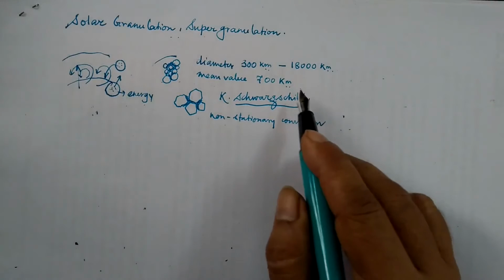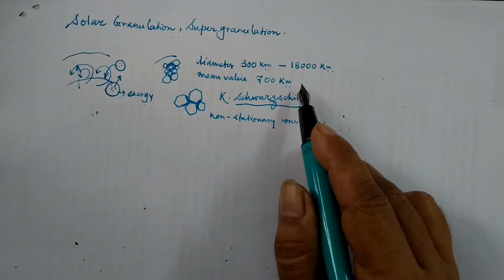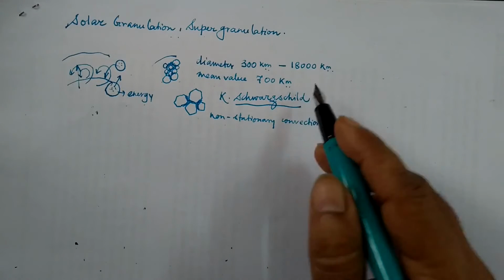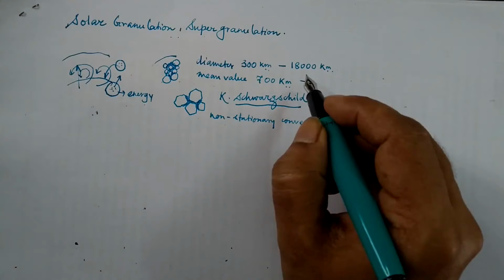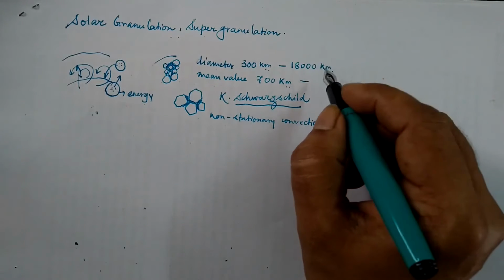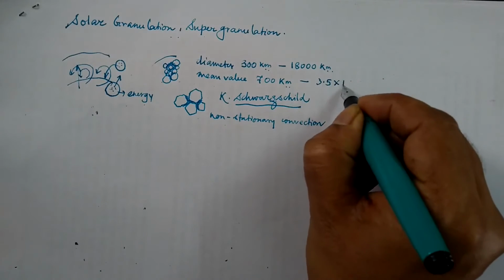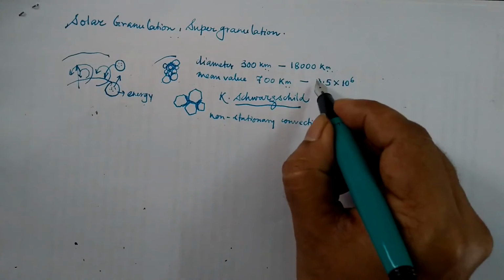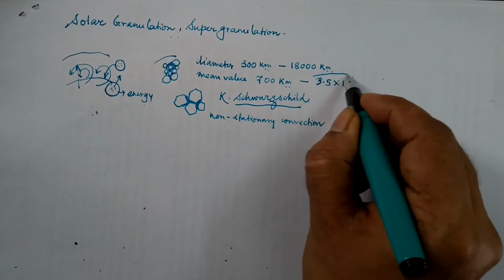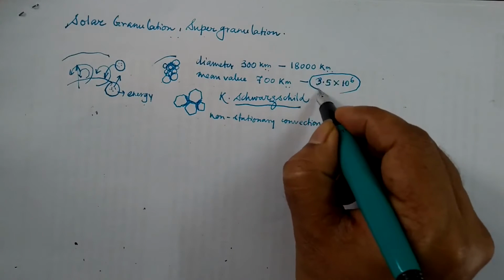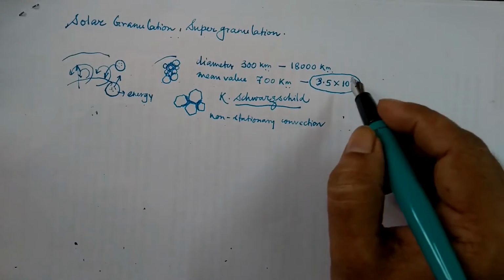Now the total number of granules on the visible disk of the sun is of the order of 10 to the power 6, which is about 3.5 times 10 to the power 6. So this many cells is roughly estimated.